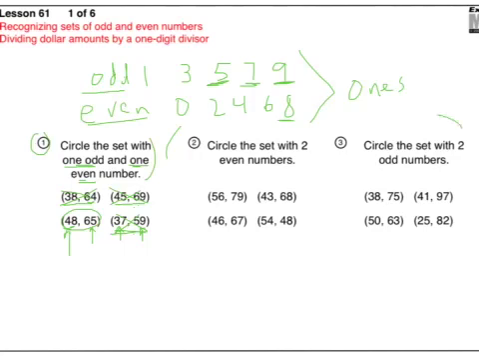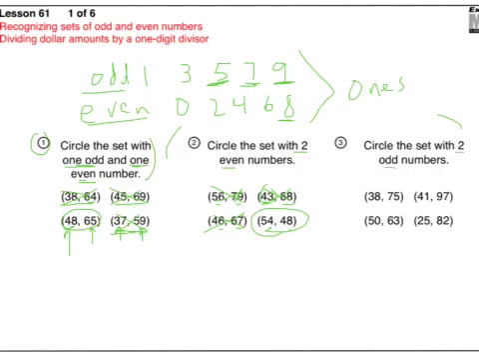So for number 2, circle the set with two even numbers. 56 and 79. That's an odd number. Doesn't work. 43 and 68. 43 is an odd number. Doesn't work. 46 and 67. 67 is an odd number. We need two even numbers. 54 and 48. Those are both even numbers, so you should have circled that one.